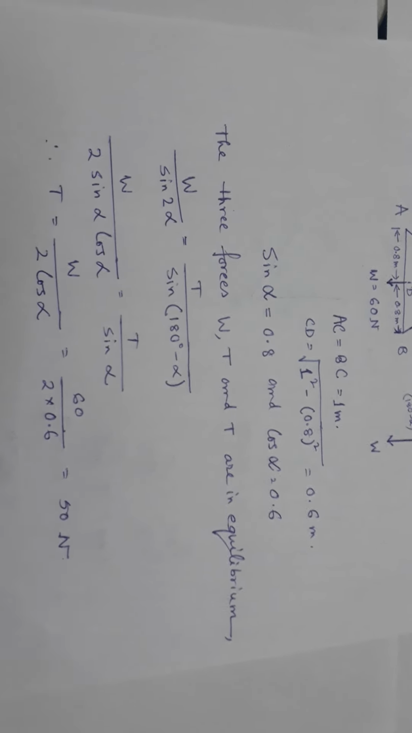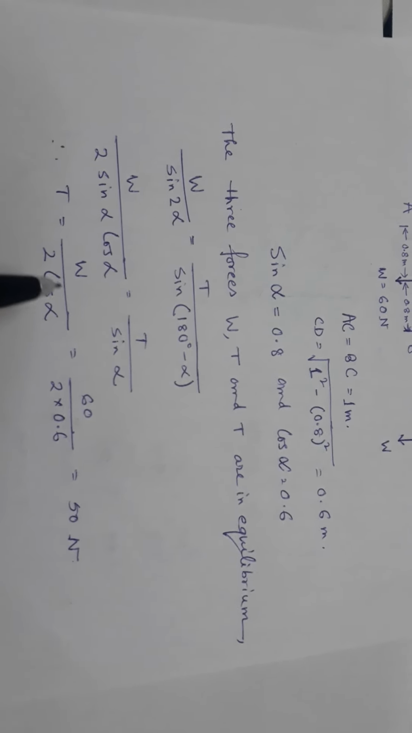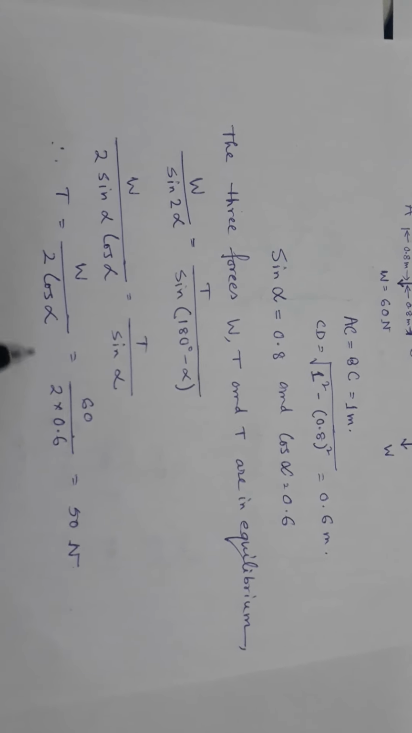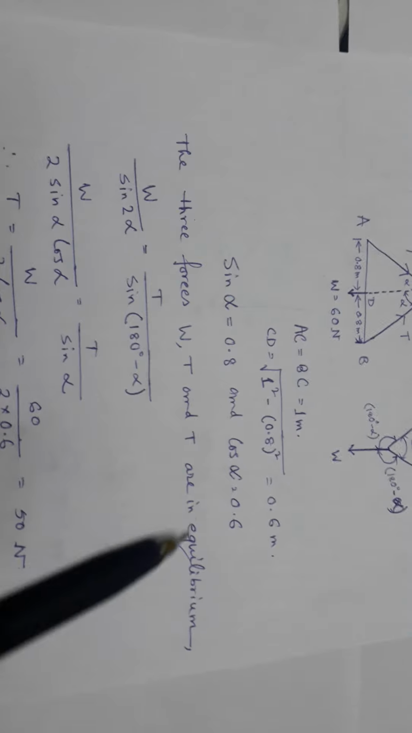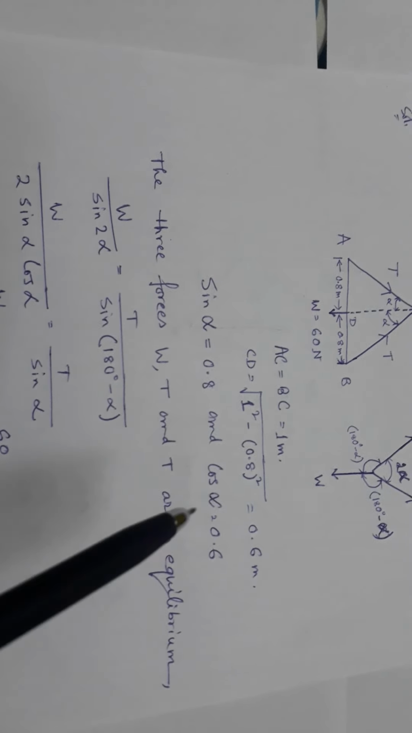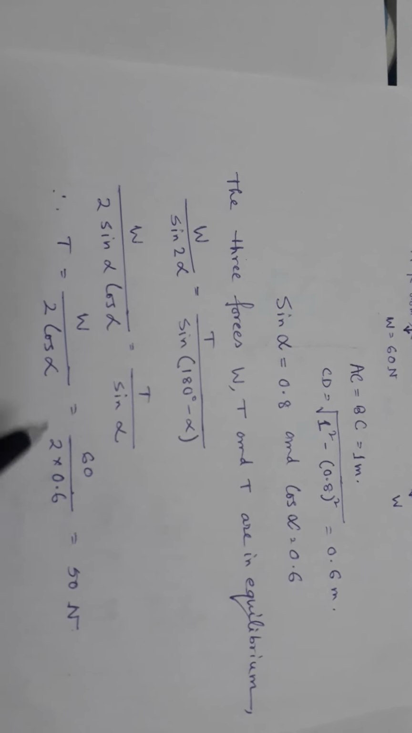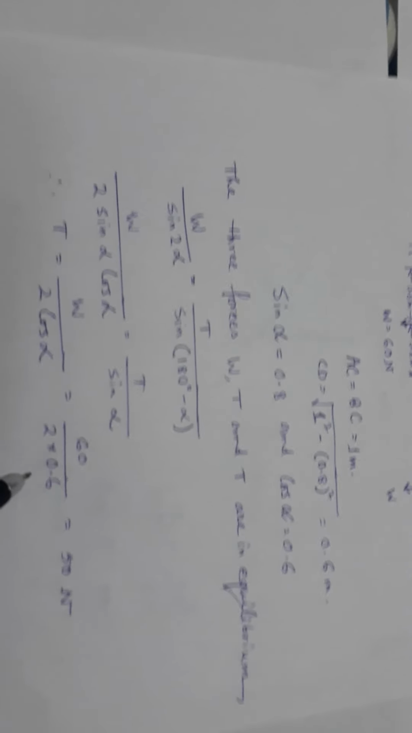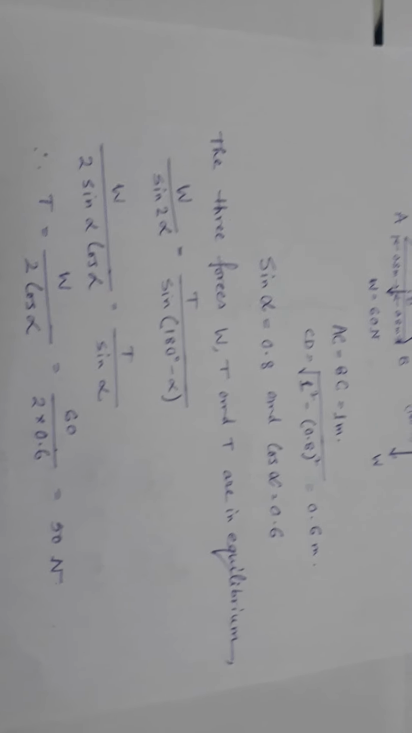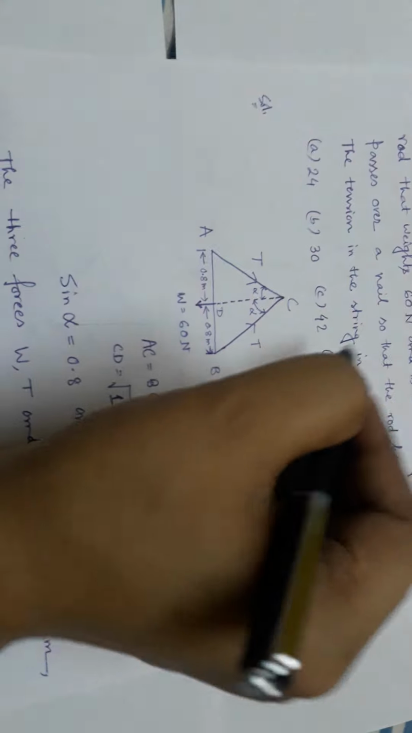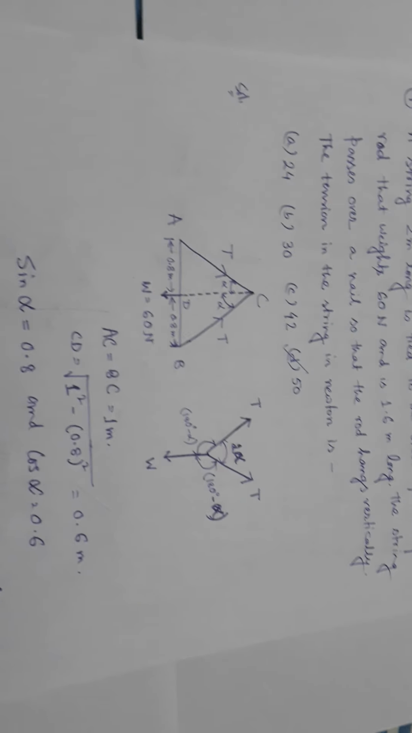So T equal to W by 2 cos alpha. The value of W is 60, and we previously calculated cos alpha equal to 0.6. So 60 by 2 into 0.6 equal to 50 Newton. So the answer should be 50 Newton.